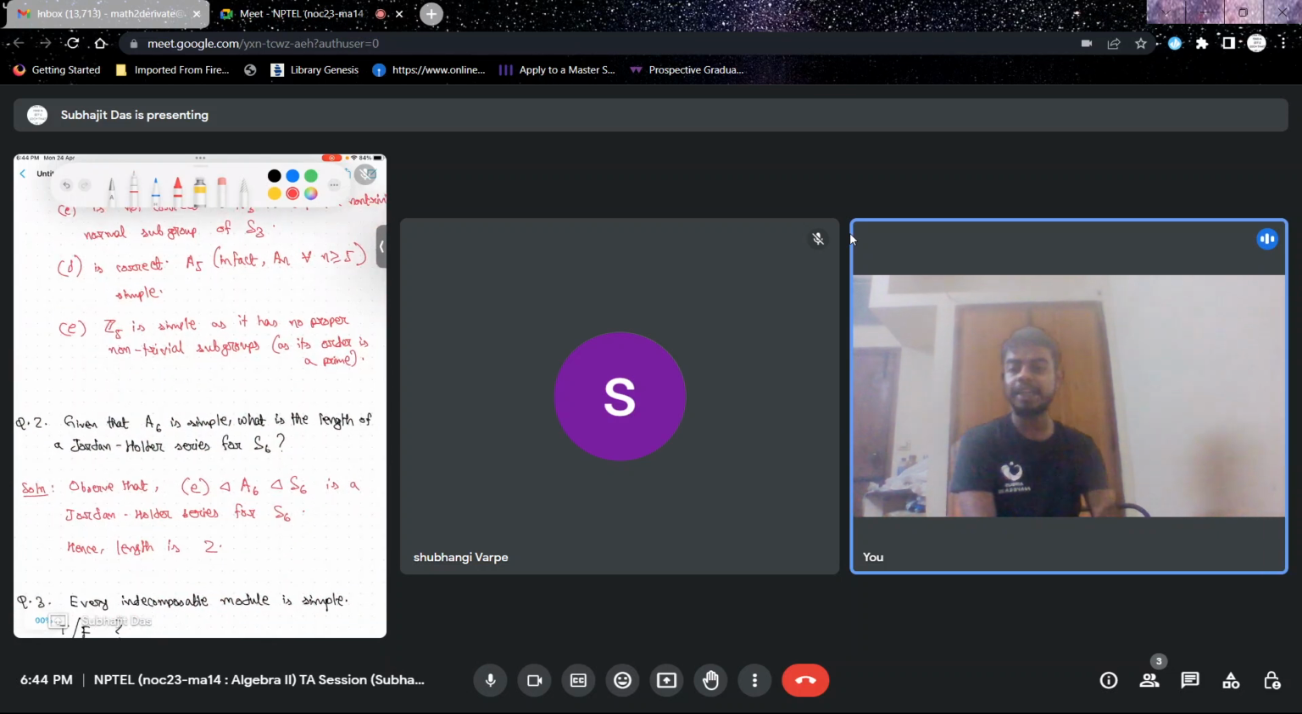Question 2 was about finding the length of a composition series for S6. Now A6 is simple, An is simple for all n greater than or equal to 5. So a composition series is given like this. This is a composition series for S6, and you observe that the intermediate quotients, that is A6 modulo the trivial group, is isomorphic to A6, which is simple, and S6 modulo A6 is again simple. So this is a composition series or a Jordan-Holder series for S6.